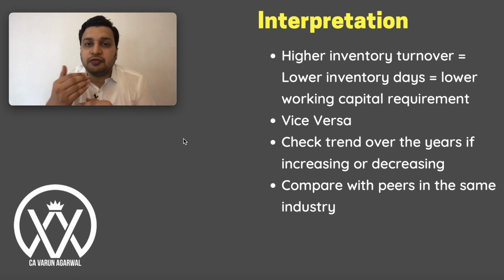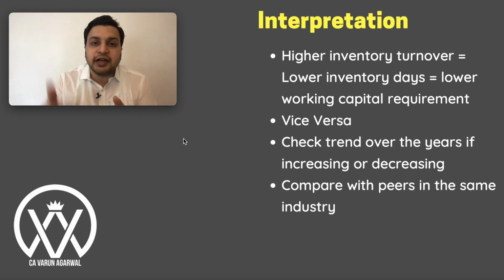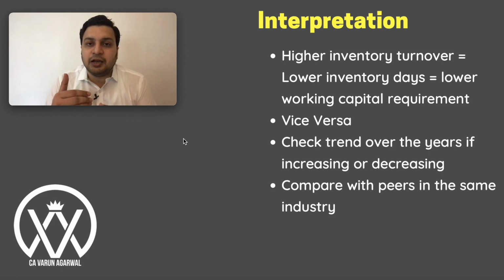Now let's further understand how it is interpreted. A high inventory turnover ratio means lower inventory days, as we are using the inventory turnover ratio in the denominator while calculating inventory days. And a higher inventory turnover ratio means lower working capital, because you are able to rotate the stock faster in a given year. That means you need lesser working capital.